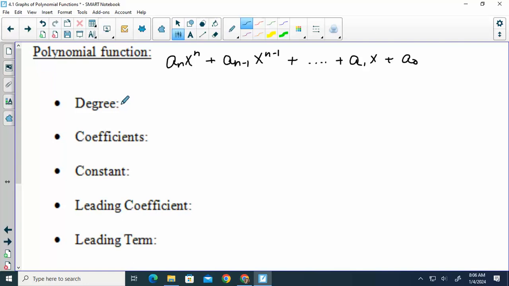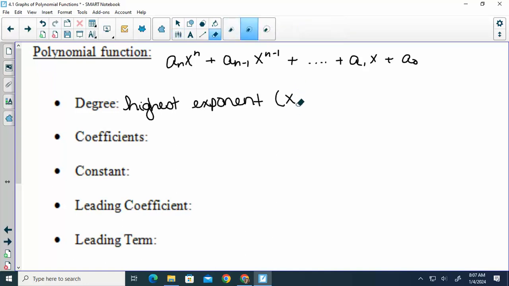If I talk about the degree of a polynomial, what am I referring to? The exponent. So the degree is the highest exponent. In my example up here, the x to the n would be the highest exponent, so it would be degree n.